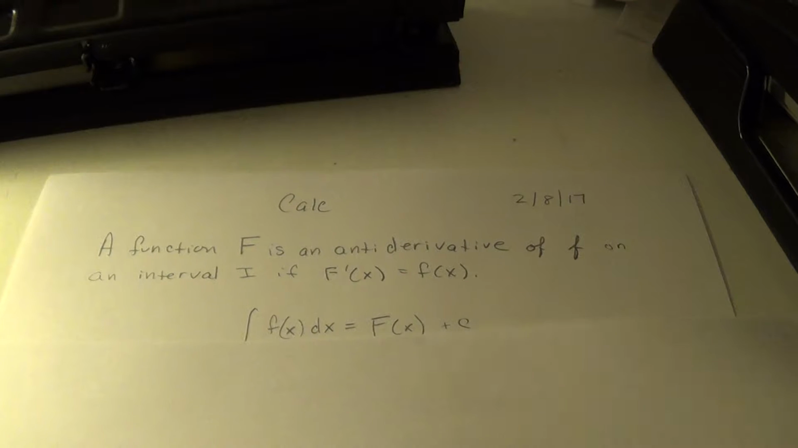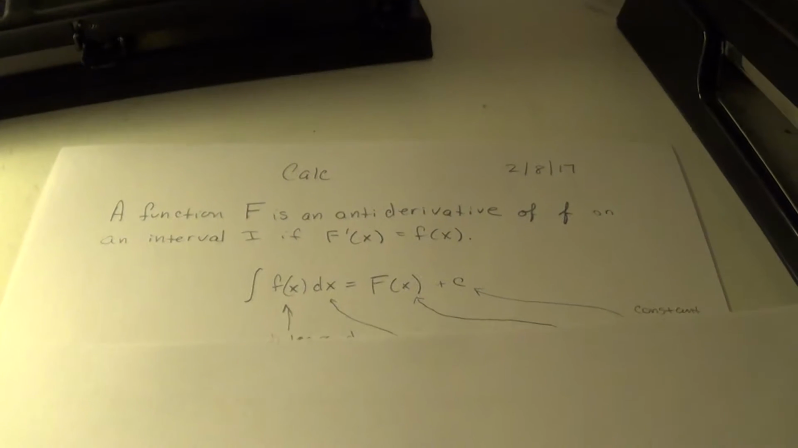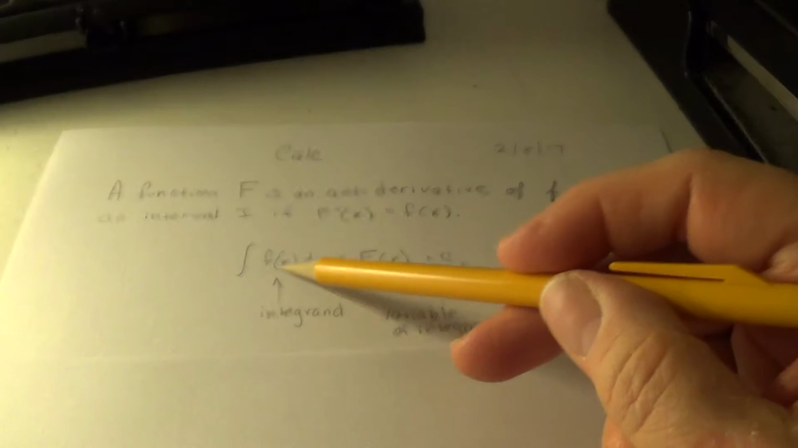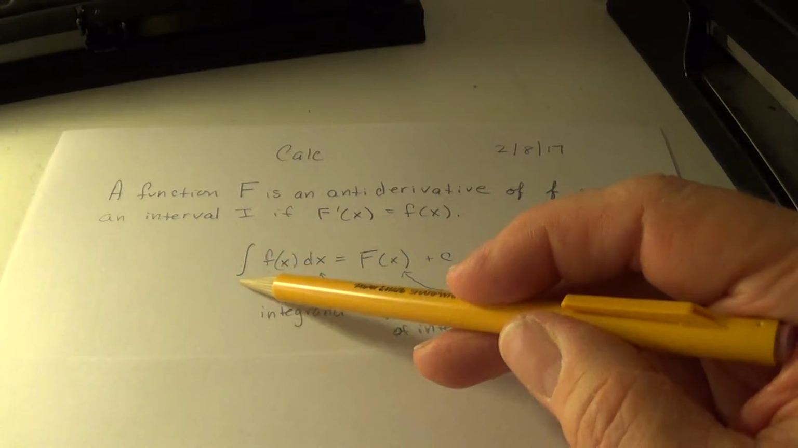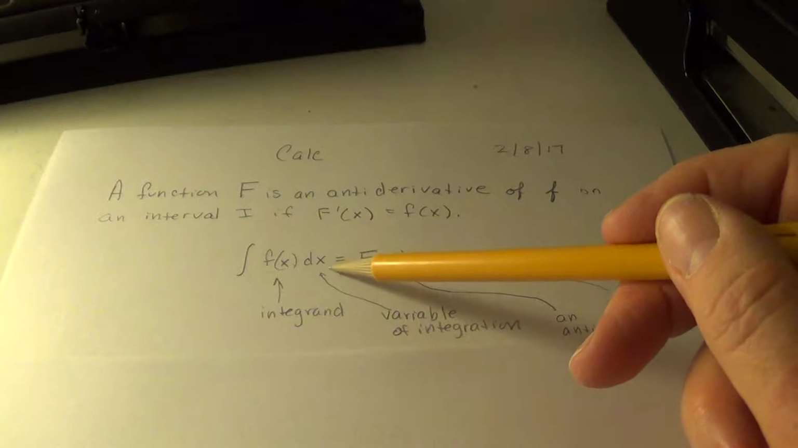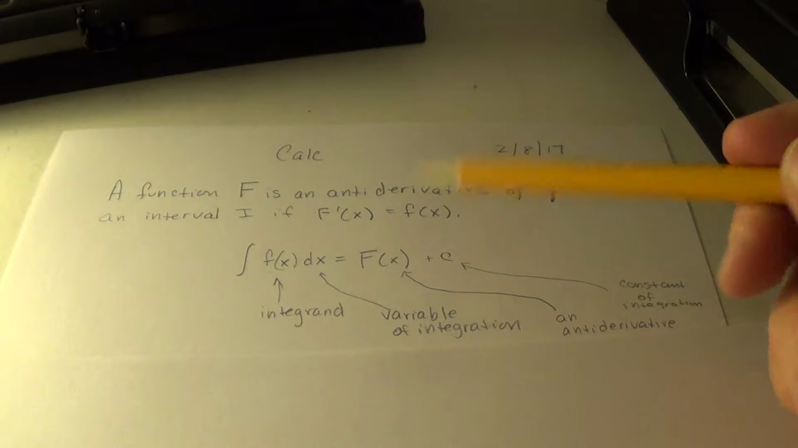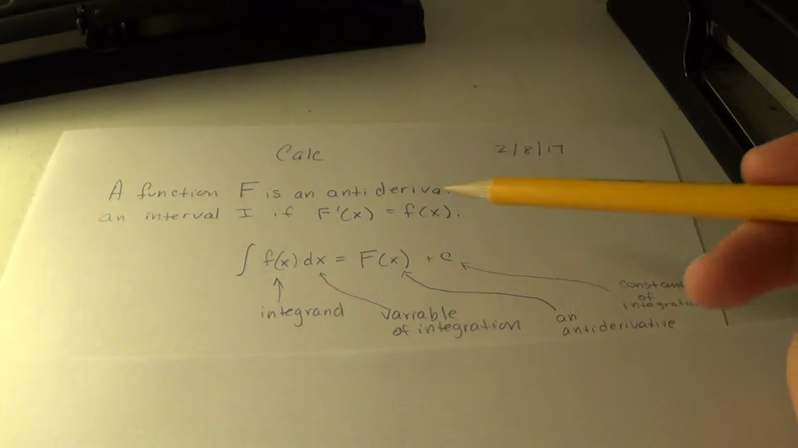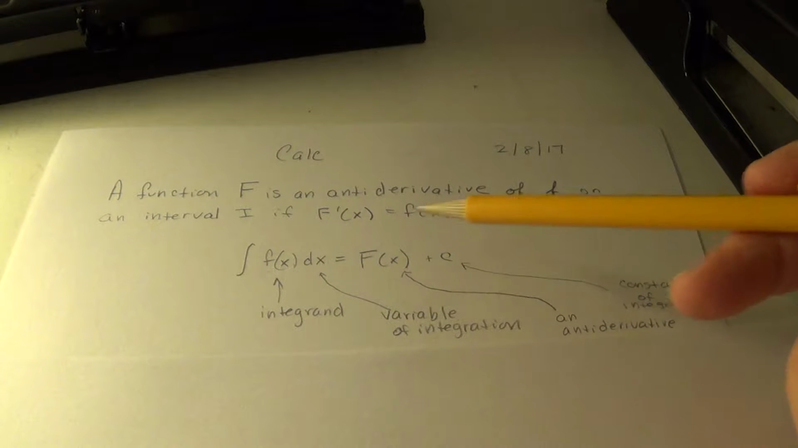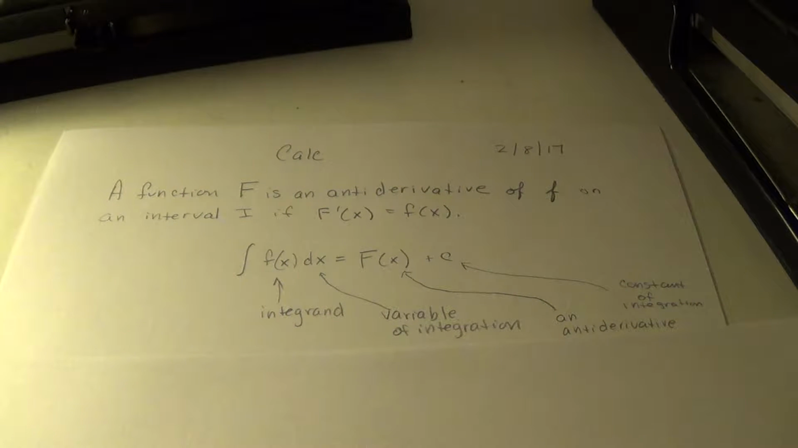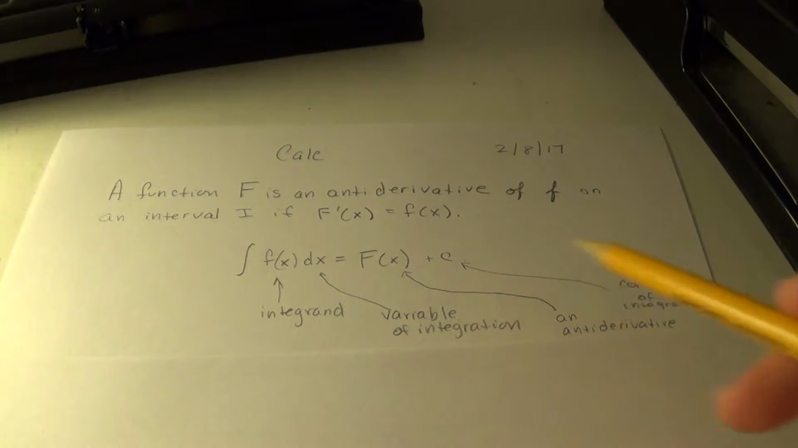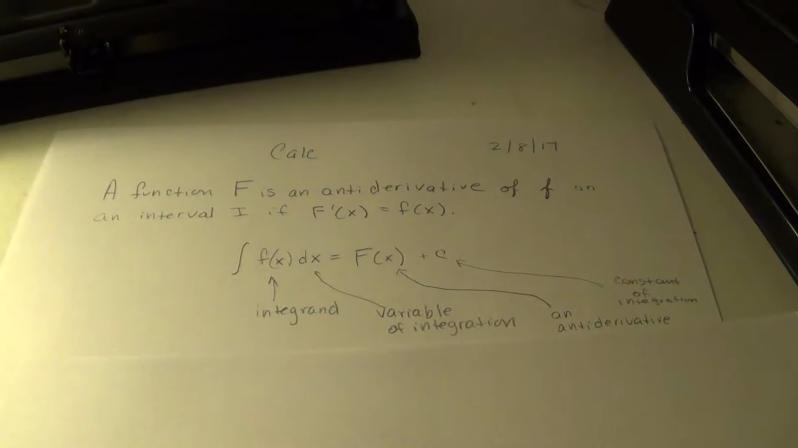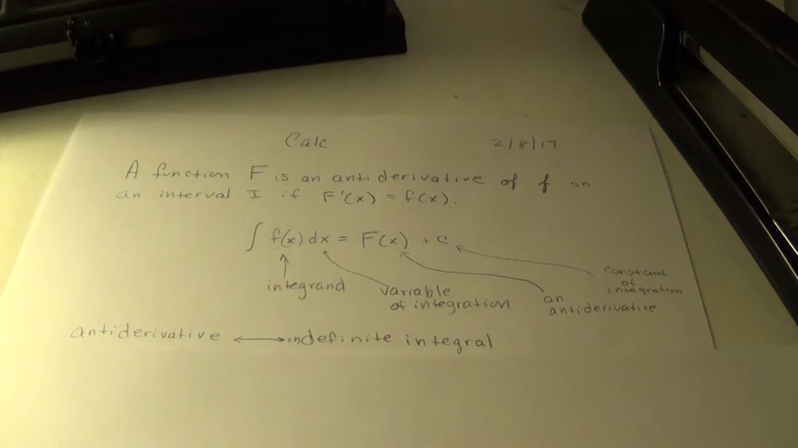All of these parts have a name, so I'll just go ahead and wade through them. This part is called the integrand, the one behind the integral sign. The dx or dy or dt, whatever, tells you the variable of integration. This with the capital F indicates an antiderivative. And the C is called the constant of integration. So again, pause the video to get those down.